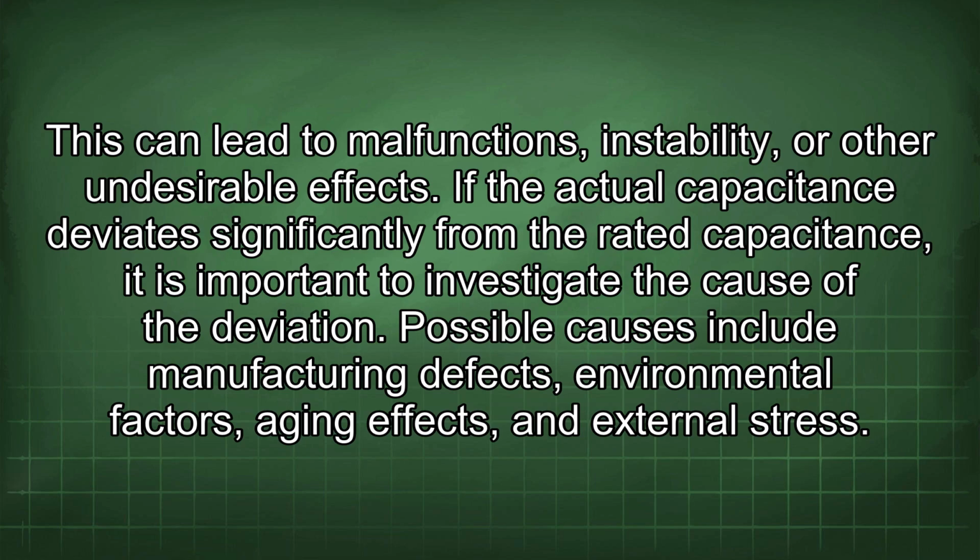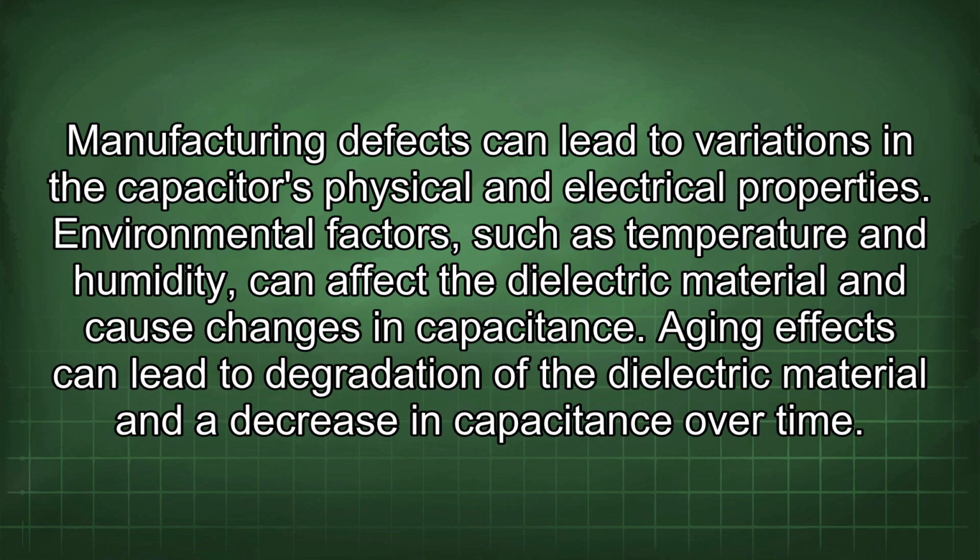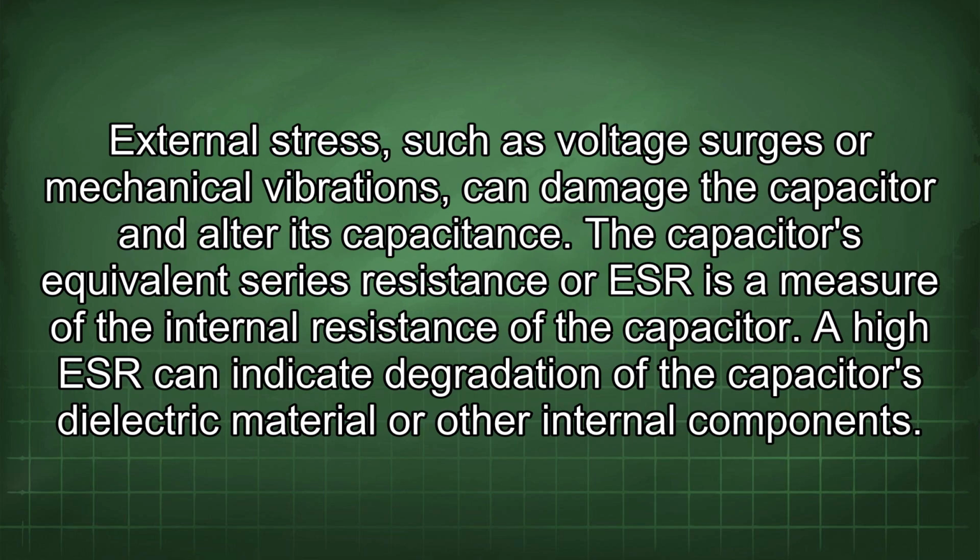If the actual capacitance deviates significantly from the rated capacitance, it is important to investigate the cause of the deviation. Possible causes include manufacturing defects, environmental factors, aging effects, and external stress. Manufacturing defects can lead to variations in the capacitor's physical and electrical properties. Environmental factors, such as temperature and humidity, can affect the dielectric material and cause changes in capacitance. Aging effects can lead to degradation of the dielectric material and a decrease in capacitance over time. External stress, such as voltage surges or mechanical vibrations, can damage the capacitor and alter its capacitance.